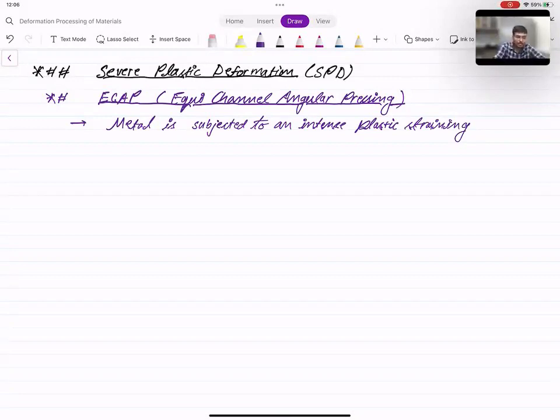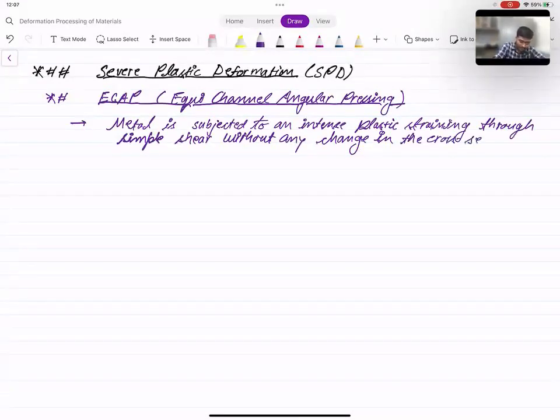Plastic straining through simple shear without any change in the cross-sectional area or dimensions of the sample.